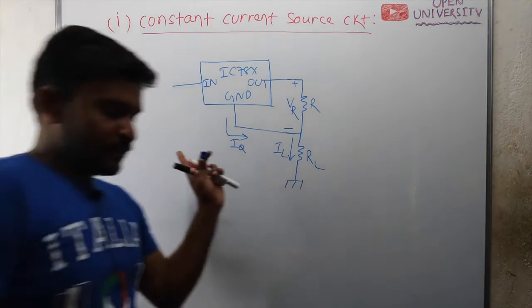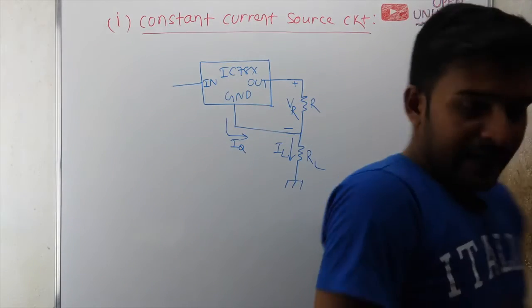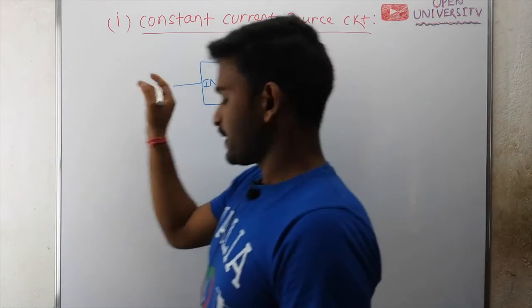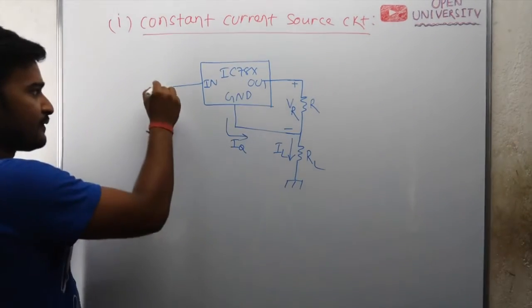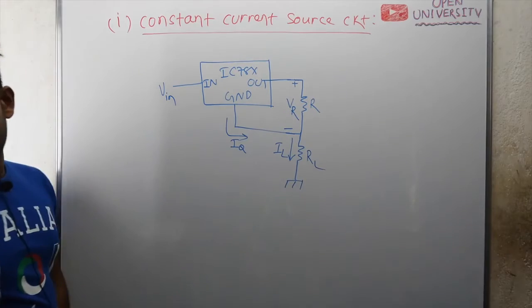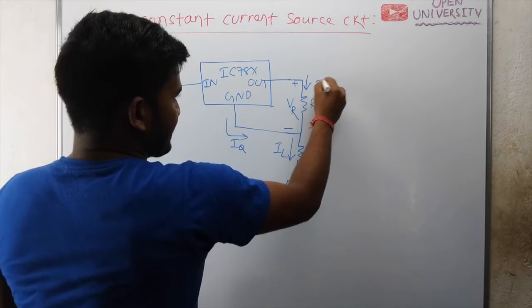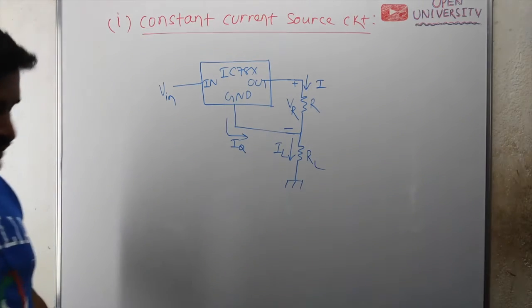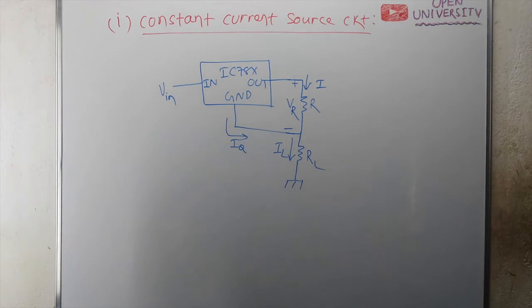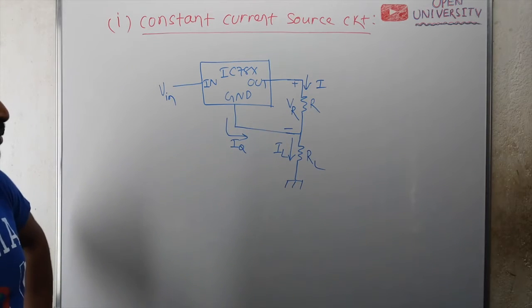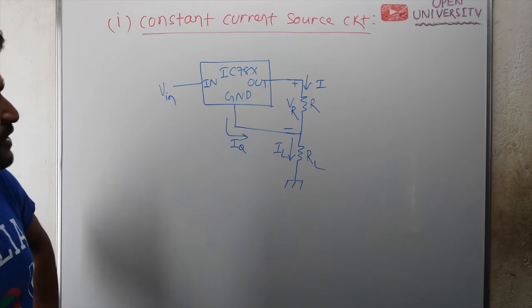This quiescent current for an IC is constant. IQ is called quiescent current. The voltage applied at this input pin is called V in. Let the current through this resistance be I. First draw the figure and write down one point under this constant current source circuit.